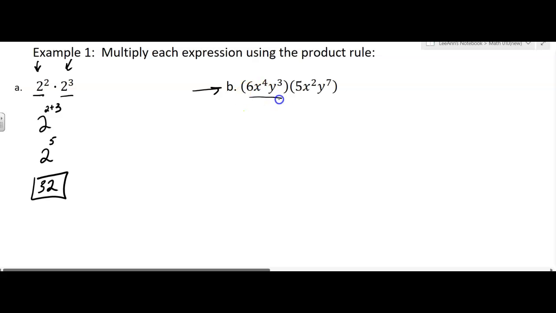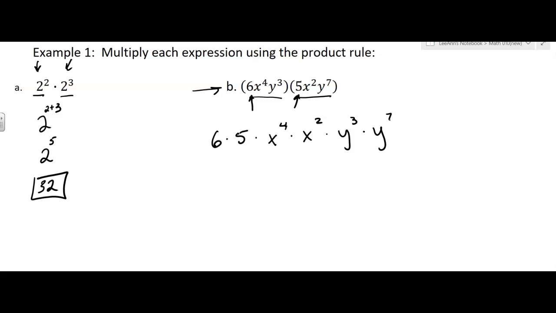We have this expression, 6x to the 4th y cubed, times this expression, 5x squared y to the 7th. Well, what you want to do is you want to line things up. You want to go, what are the coefficients multiplied together? So what's 6 times 5? And then you want to say, well, I've got x to the 4th times x squared. And then I want the y's, I'm going to be putting them together, y cubed times y to the 7th. Now, you don't have to rewrite it that way, but if this is new for you or a little tricky, or you like it better to look at it that way, you could do that.